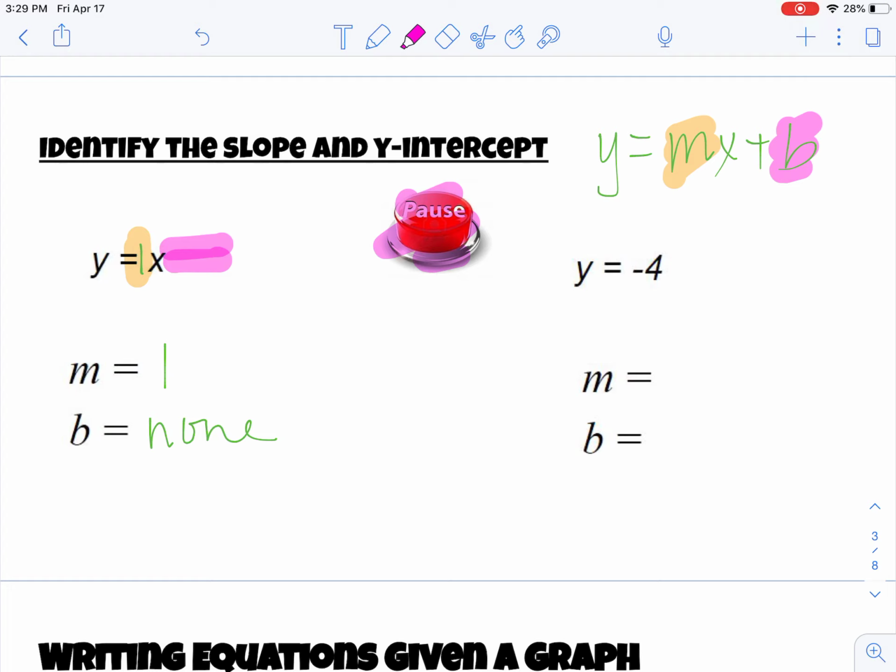Okay, welcome back. Did you see a slope in here at all? No, I didn't see an m, okay? So there's no x. You see there's no x right here for me to have an m. So since there's none, we're going to write the word none, okay? Because there is none. Remember, don't write 0. 0 means there's something, okay? Now, the y-intercept, that's my b, which is -4. All right, cool.